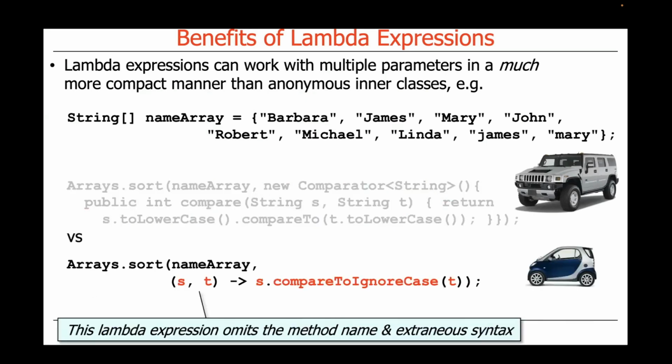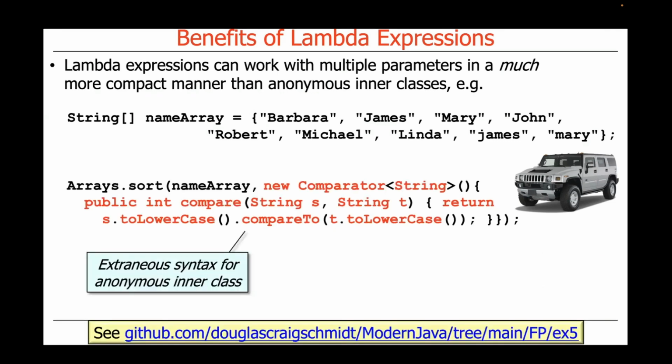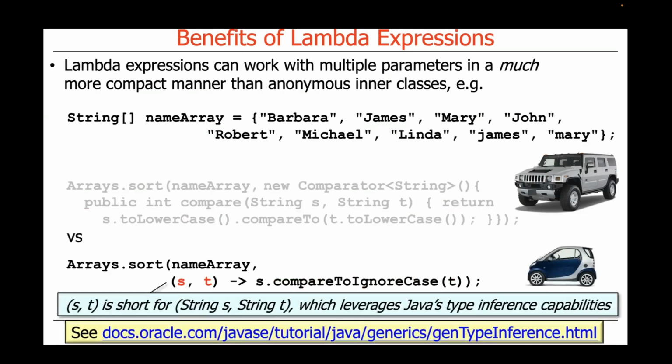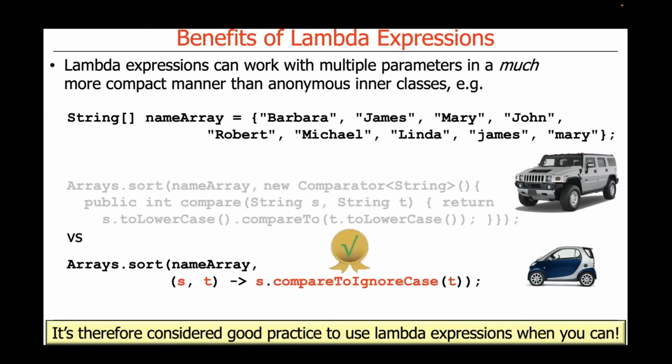In contrast, using a Lambda expression is much more streamlined, much more concise, since it omits the method name and also the other extraneous syntax that makes this so verbose and unwieldy and hard to see the forest for the trees in. You can also make things even shorter because you can use the type inference capabilities in modern Java in order to leave out the types and the type names altogether. So you can say S, T within parens, and that indicates that that's shorthand for string S and string T. So the Java compiler can actually infer or deduce the types properly.